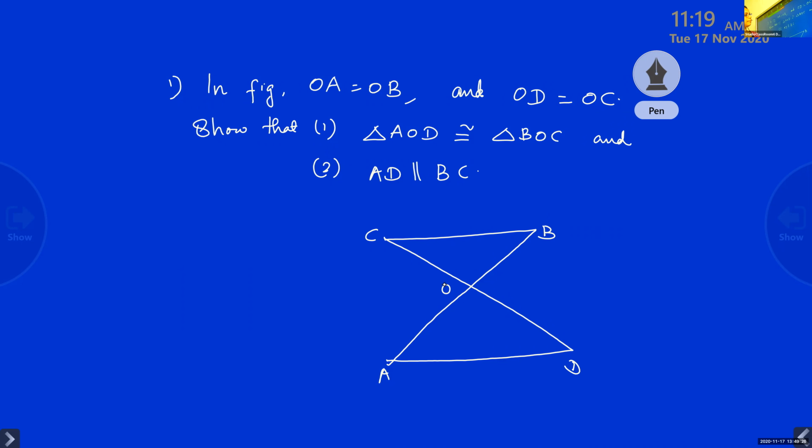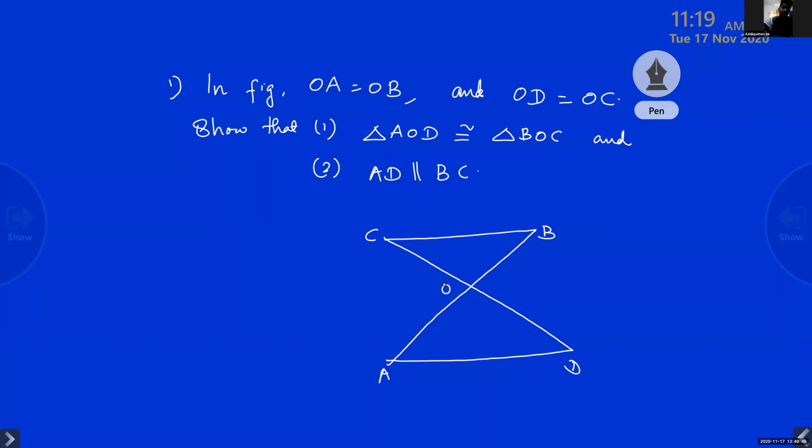Okay, children? Yes, ma'am. Okay. Now, a lot of things are given in the question. Okay, children, now you identify two triangles. Can you see two triangles from the figure? Yes, ma'am. What are the two triangles?